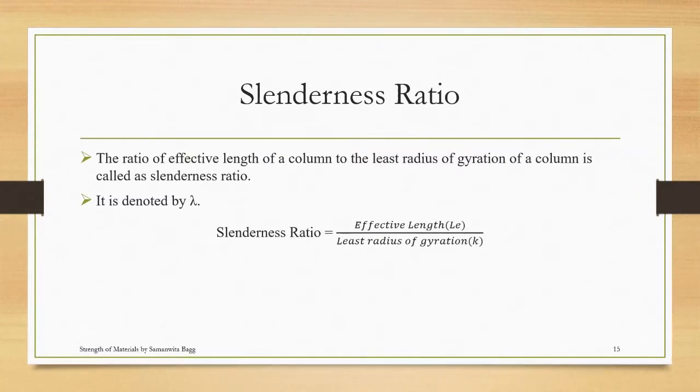Welcome to the next session of Strength of Materials. In this session, we are discussing the limitation of Euler's theory. We'll start with a small concept of slenderness ratio. The ratio of effective length of a column to the least radius of gyration of a column is called the slenderness ratio. It is indicated by the symbol lambda.